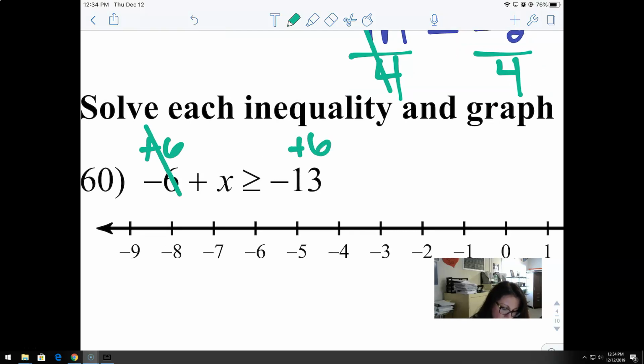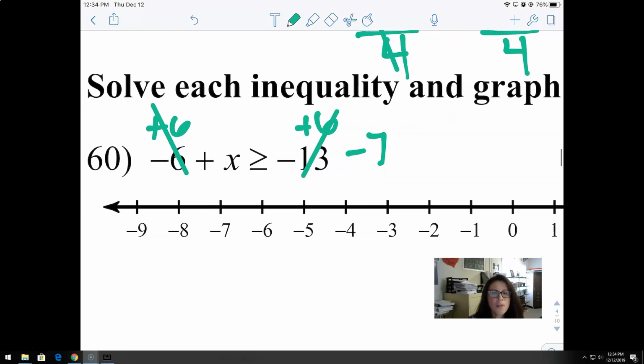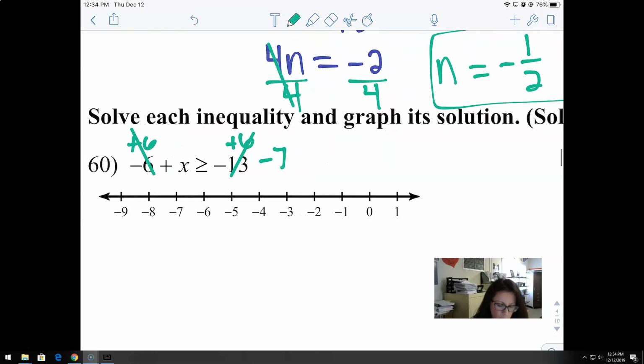And now 6 minus 13 is a negative 7. So 6 minus 13 is a negative 7. And then now I have this inequality that reads x is greater than or equal to negative 7.